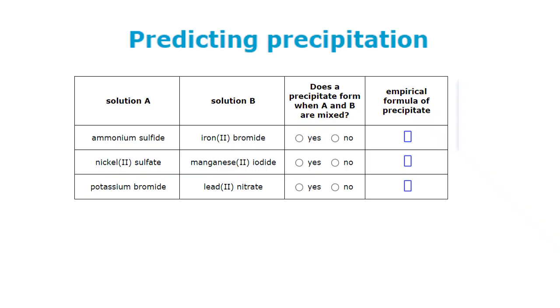So now we have the first homework associated with this, which can be slightly difficult, and we have to predict if a precipitation occurs, meaning will something fall out? Will a solid fall out? And I'll show you how we're going to do this. So I'm just going to have to remember this: ammonium sulfide and iron(II) bromide. Let's take a picture of these because I'm going to have to do all three.